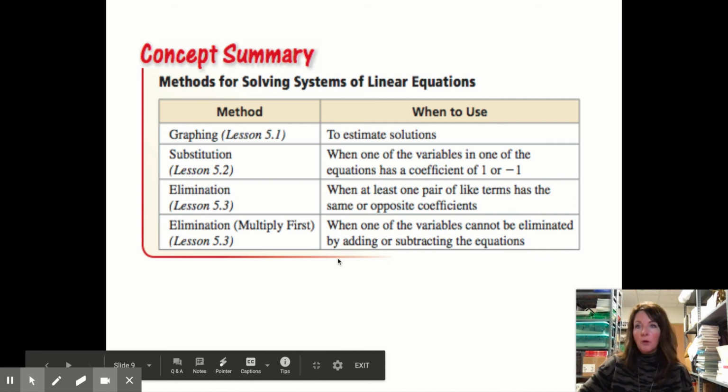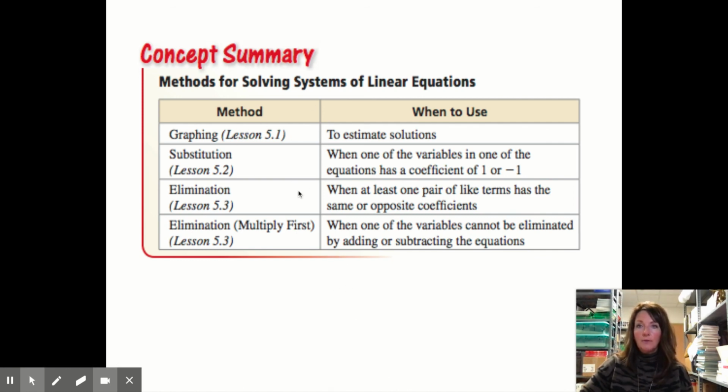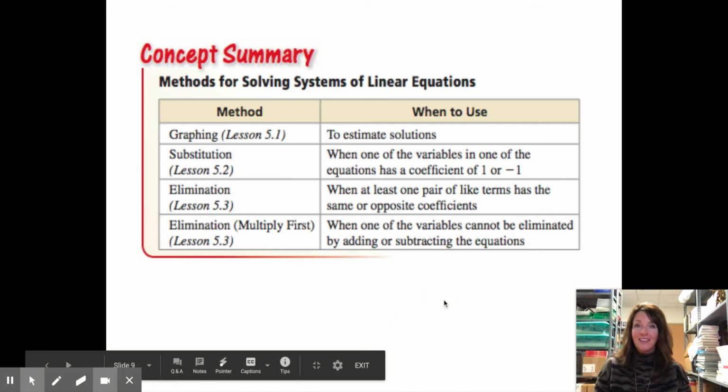All right. So in summary, we just want to look at all the different methods that we've used so far. Lesson 5.1 was graphing. We use it to estimate some solutions. If you have them both in slope intercept form, you can quickly put them on a graph. 5.2 was substitution. That's when one of the variables in one of the equations has a coefficient of 1 or -1. We can quickly isolate one variable and substitute it in the other equation. And then elimination, when at least one pair has the same or opposite signs. Also, we sometimes had to multiply one of the equations first before adding or subtracting. So that's a summary of all the methods for solving systems of equations.